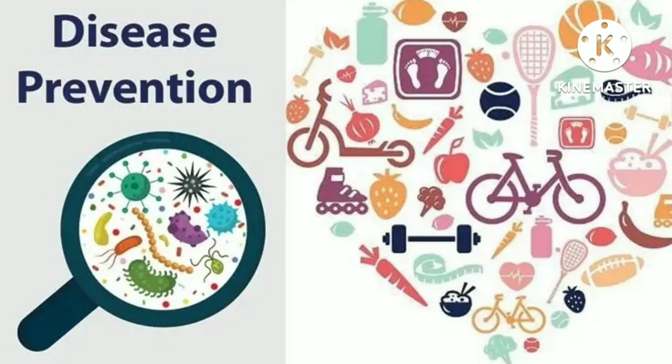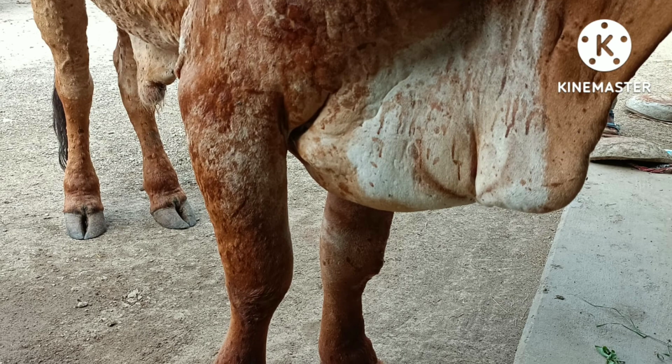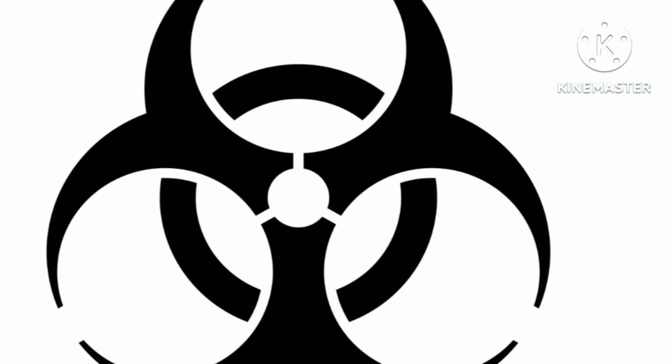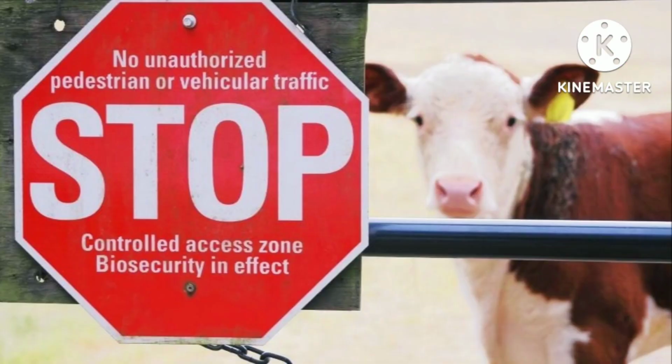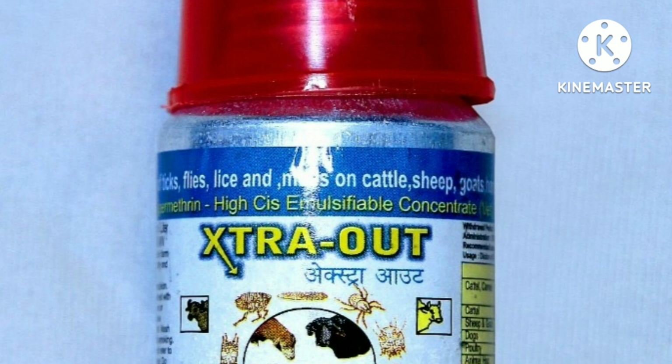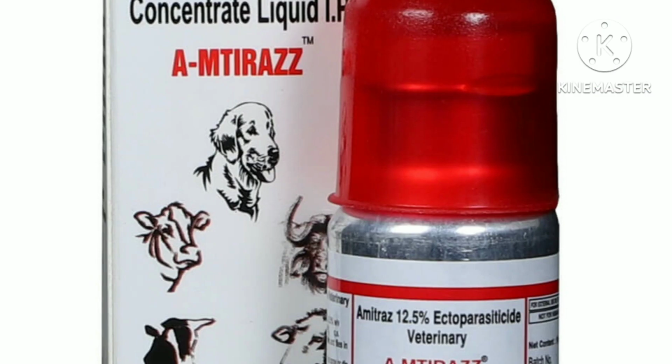Prevention and control of lumpy skin disease. All of you know that it is a viral disease and there is no specific treatment. That's why we have to prevent lumpy skin disease with the help of different methods. First, the movement of animals should be banned. Next, strict biosecurity measures. And the next method we commonly use: animals should be treated with acaricidal drugs to remove ticks and lice from the animal body, so that the transmission of disease is less.